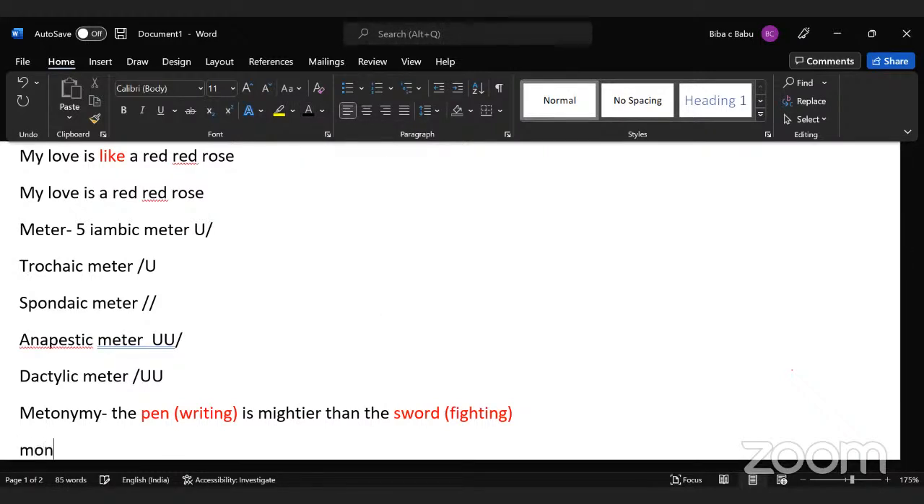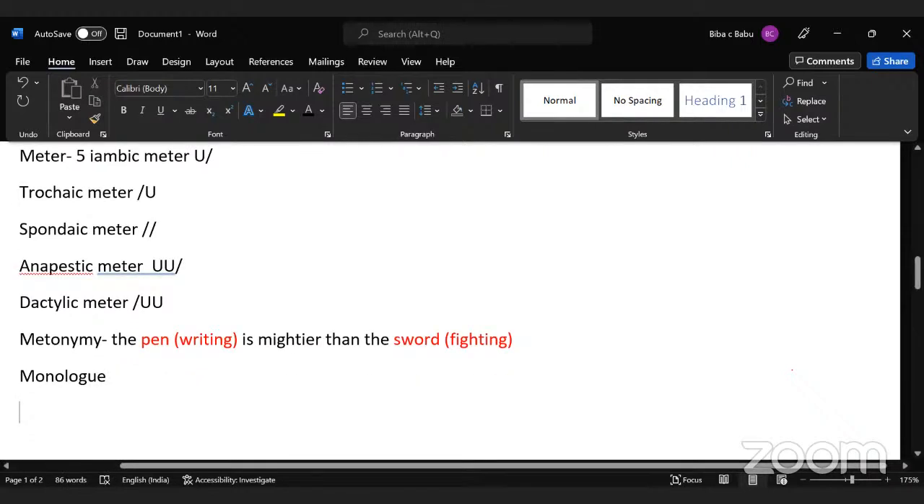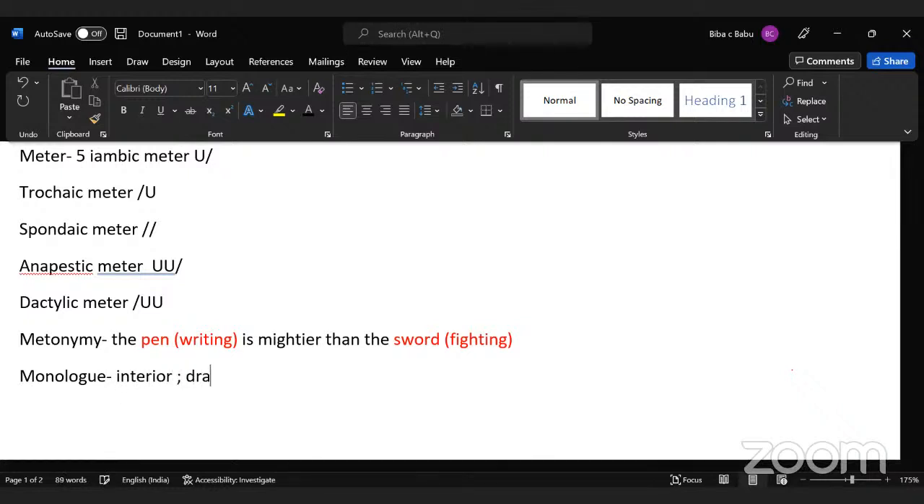So next is monologue. Remember dramatic monologue, last class we discussed. Monologue is used in a play, especially where the speaker will be alone and that speaker will reveal his thoughts to the audience or to any other character. Mono means single. A single person is talking. There are two types of monologue. One is interior monologue and the other one is dramatic monologue.